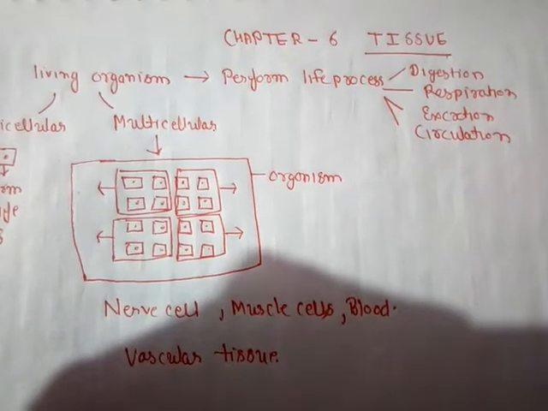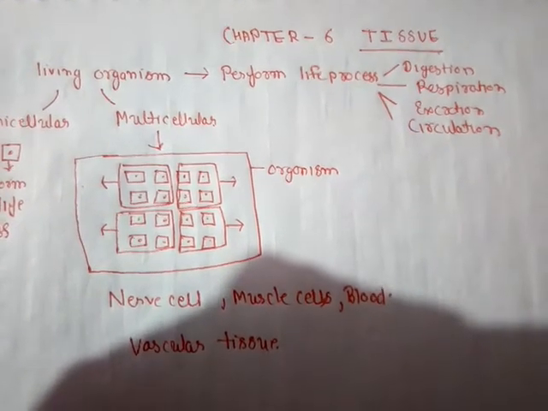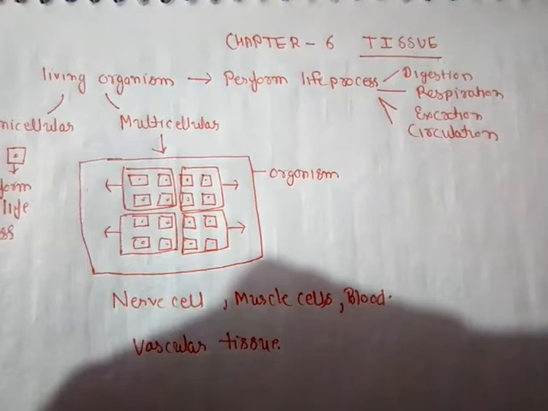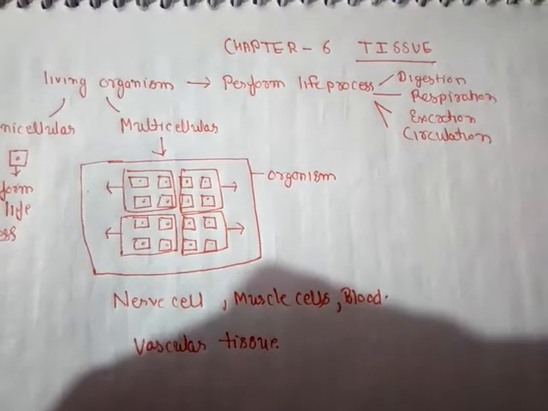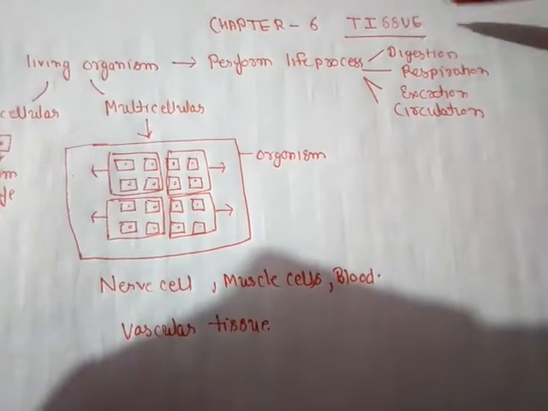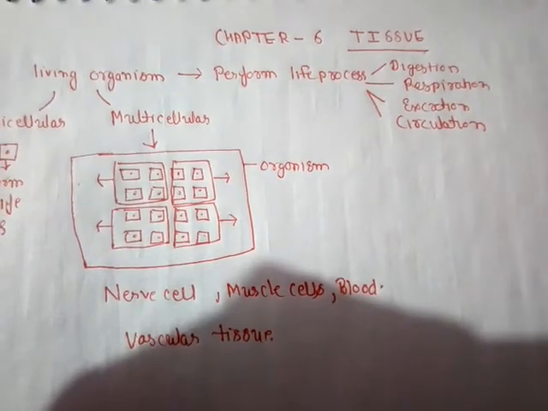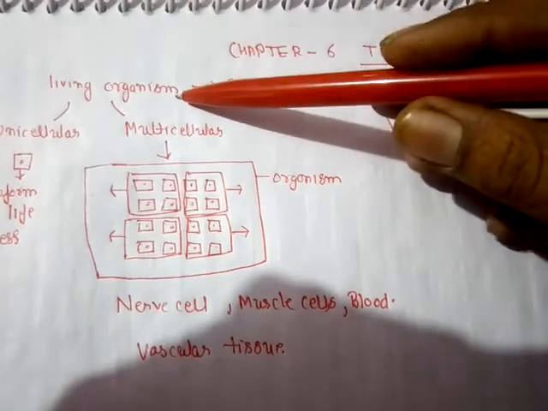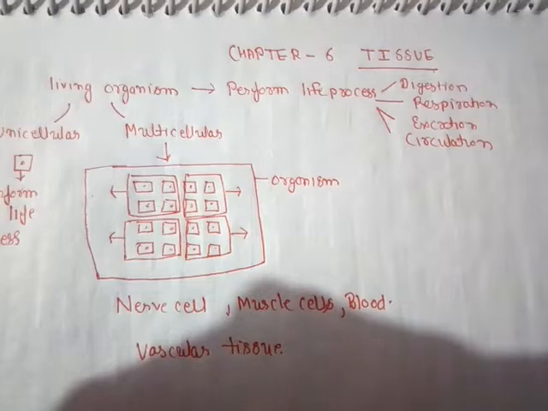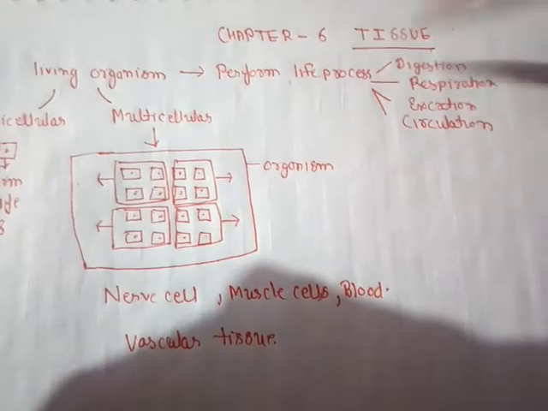I am Anshul Sharma, your biology teacher, and in this video tutorial we are going to discuss chapter number 6 of ninth biology. The name of the chapter is tissue. Before we understand the concept of tissue, let's discuss some general concepts. Every living organism performs some processes, and these processes are called life processes.